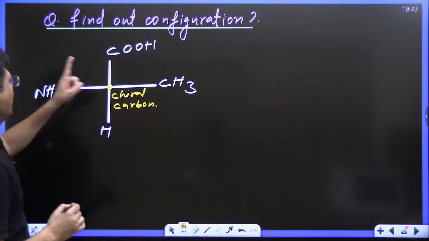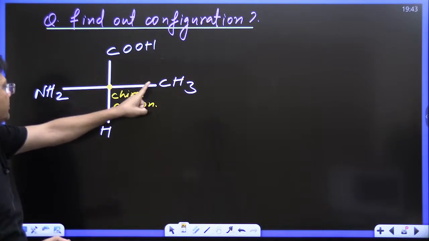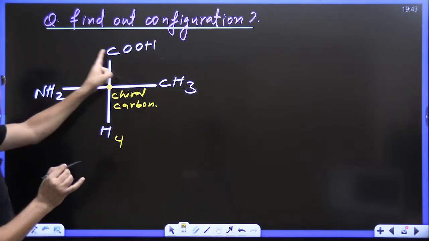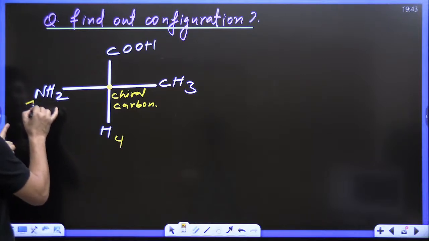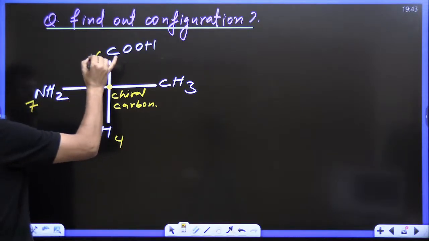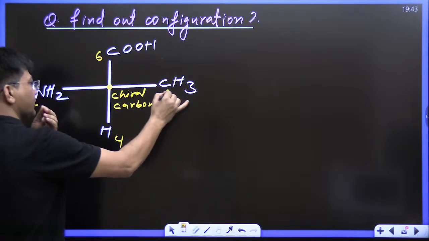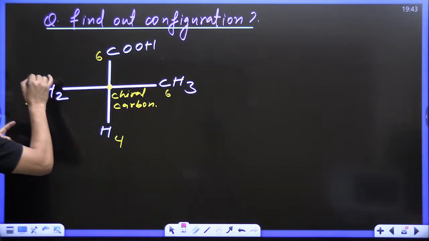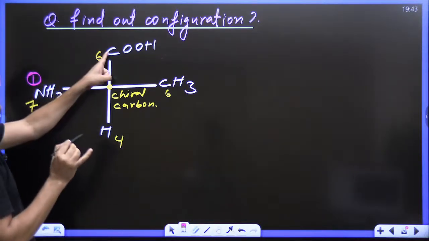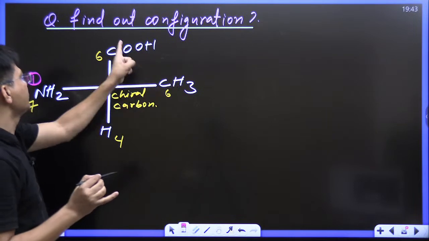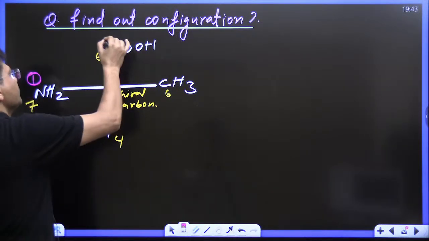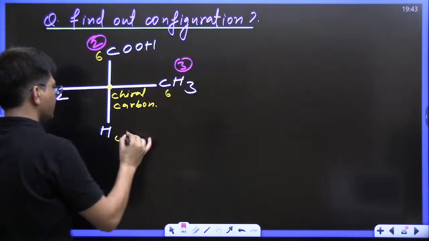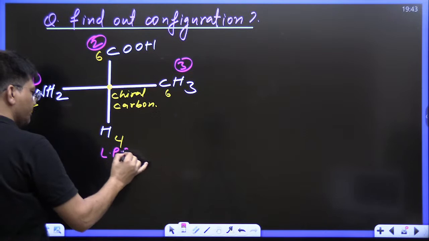Now according to CIP, this is nitrogen, this is carbon, this is carbon, this is hydrogen. This will be the fourth position. Nitrogen has atomic number 7, carbon has atomic number 6, and this is also 6. Now, who has the maximum atomic number? Definitely this nitrogen will get number 1. And for the second atom, oxygen and hydrogen, so its atomic number is 6, winner. So this is going to get second position, and this is going to get third position. And this is your least priority group.